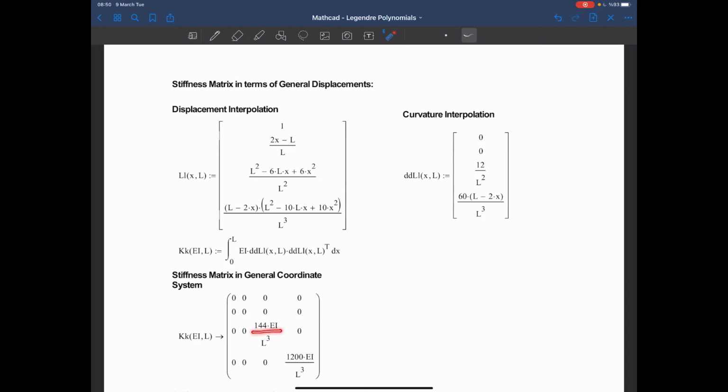It's 144 EI over L cubed. And the fourth deformation mode is the anti-symmetric bending, and that's the resistance we get from the member. And as expected, the resistance to anti-symmetrical bending is almost 10 times larger than the symmetrical bending. And as you see, we don't have any coupling between the different deformation modes. Okay, that's a very nice stiffness matrix, a very simple one, but we cannot use it in our typical finite element solution. So I have to convert it into the nodal displacements.